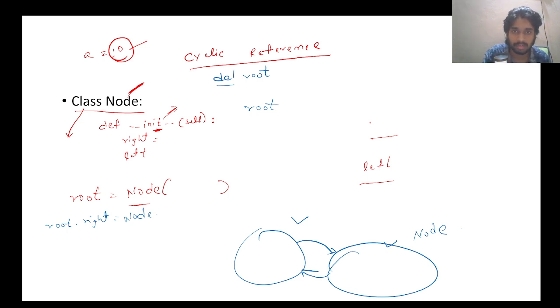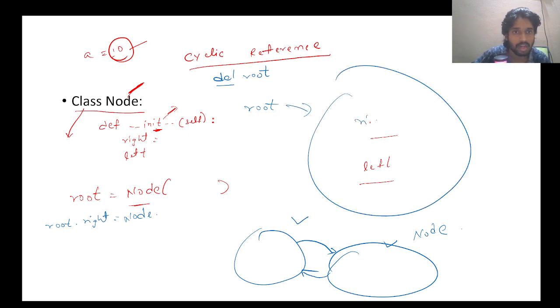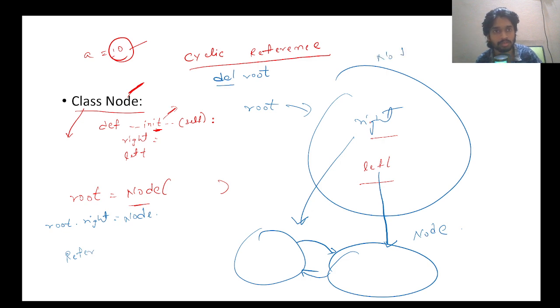I didn't mention the reference count for this first. Let's try to do it again. Here we have right. Here we have left. Right is pointing to this. Left is pointing to the list. So first of all, what is the reference count of this node object? The reference count of this node object is how many references does it have? It only has one.